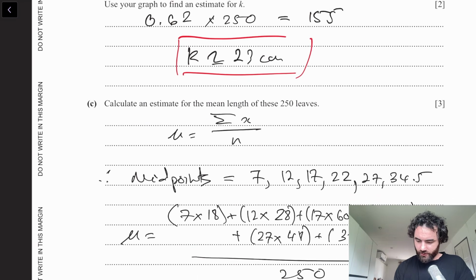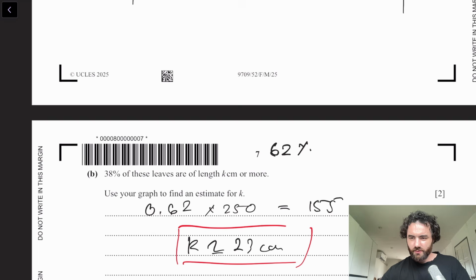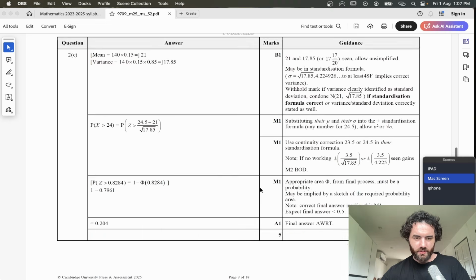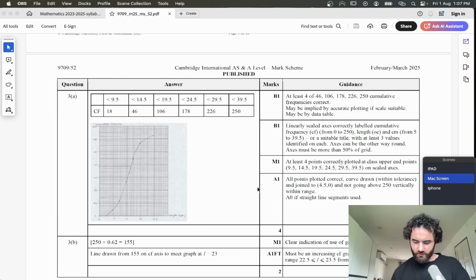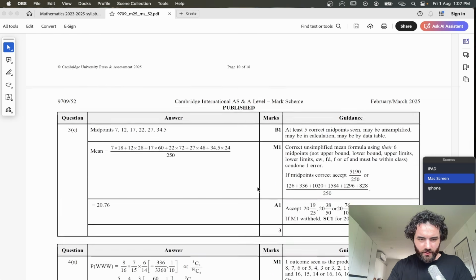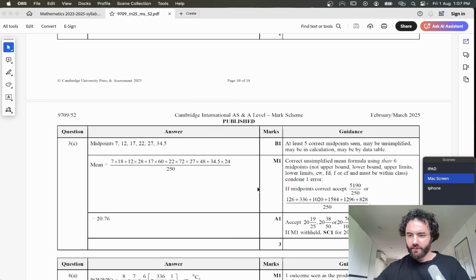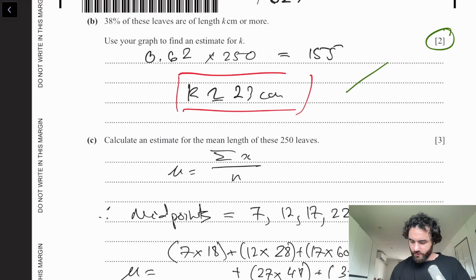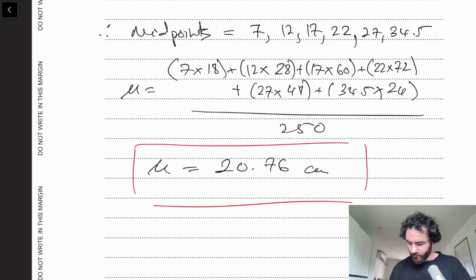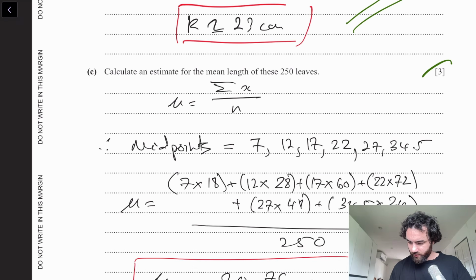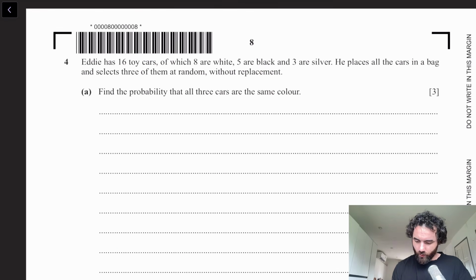Okay, so I'll quickly check these on here. My graph looks extremely similar to that. I'm not going to bother checking it deeply. K is 23, got that. And 20.76, cool, got that. Okay, let's keep going.